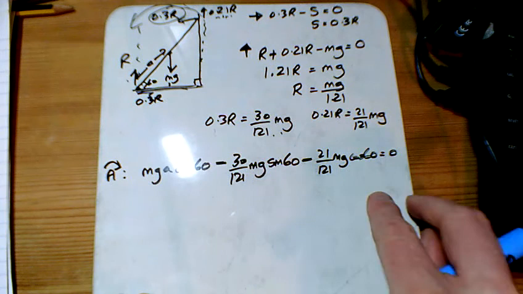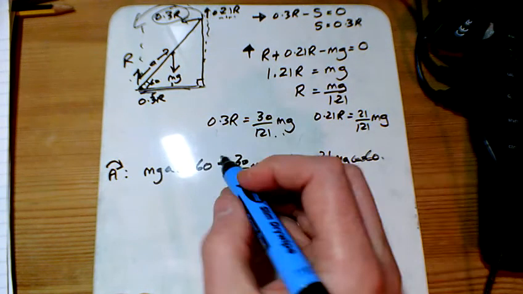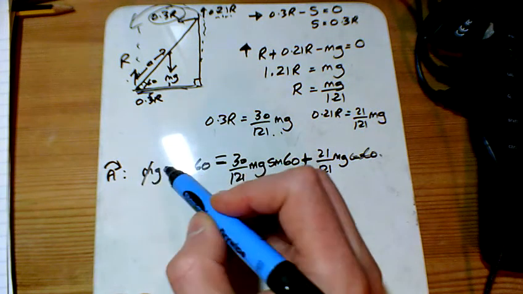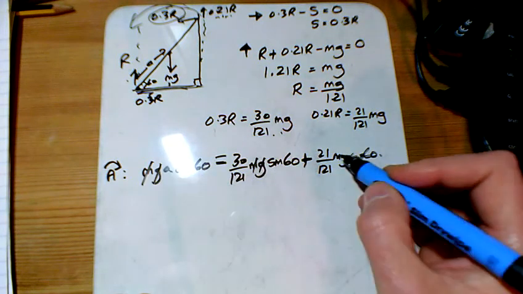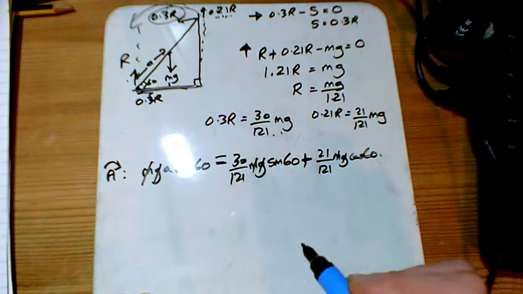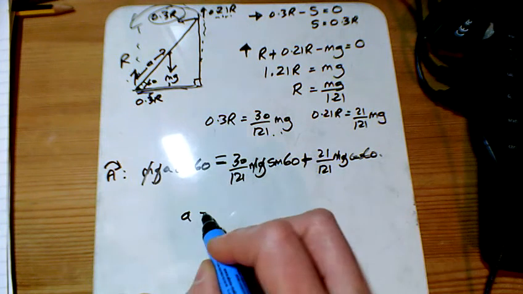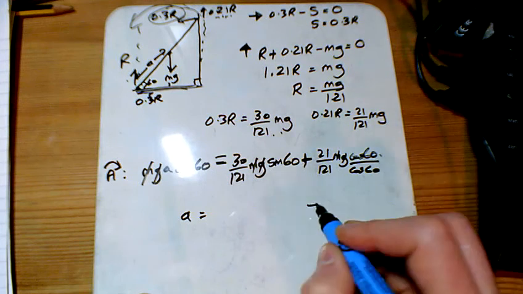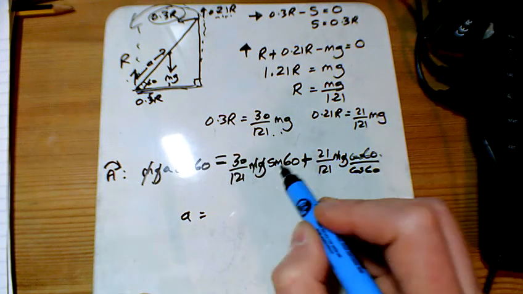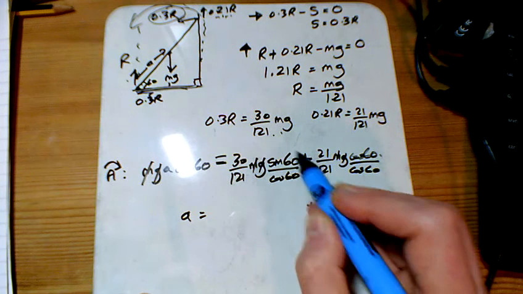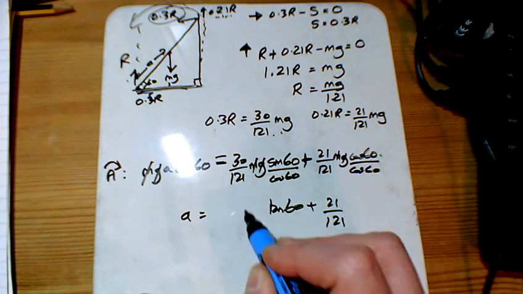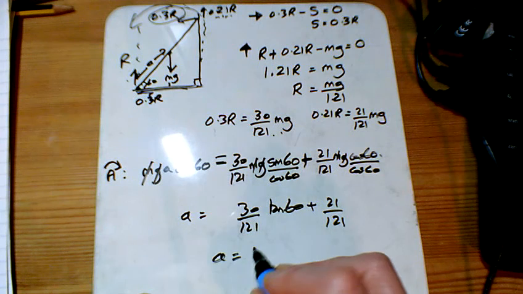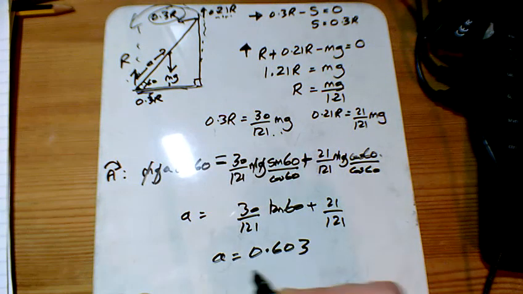Well, we're going to add both of those two over there. So let's put the equals there and make that a plus. And then we can see that everything's got an mg in it. So divide everything by mg. And we want to know what A is. So I'm going to divide everything by cos 60. So if I divide this one by cos 60, well, they'll just cancel out. And if I divide this one by cos 60, I'm actually getting a tan 60 there, aren't I? And when I tap that into the calculator, I get A is 0.603.